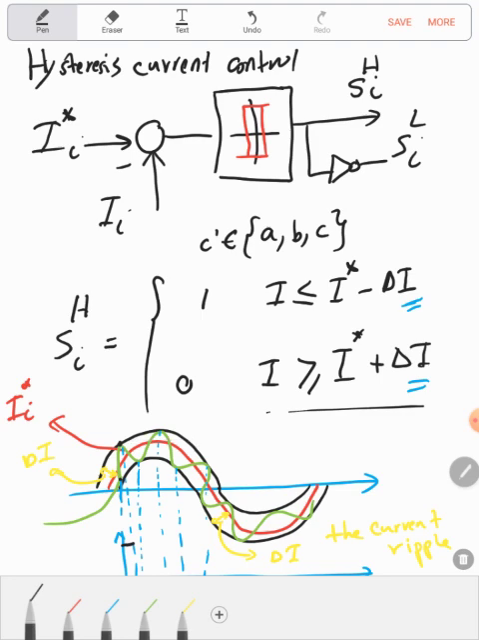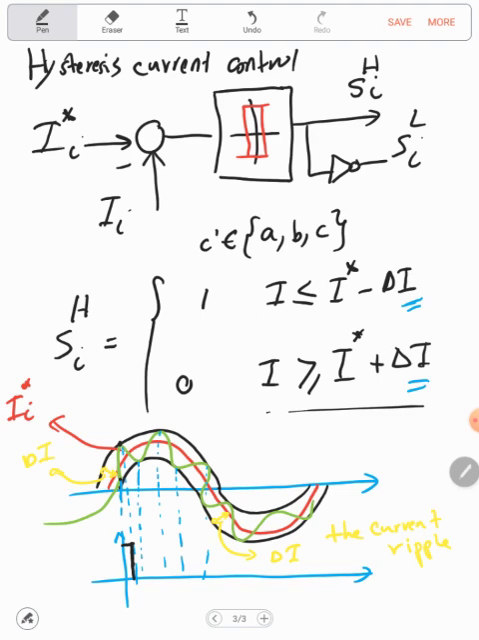At this point, the second condition is fulfilled, so the gate pulse will be 0, and it will continue until this point. At this point, the current is touching the lower boundary, so the gate pulse will equal 1, and after that it will hold until touching the opposite boundary, then it will be 0, then 1, then 0, and so on. This is how the gate pulses are generated in the hysteresis current control.